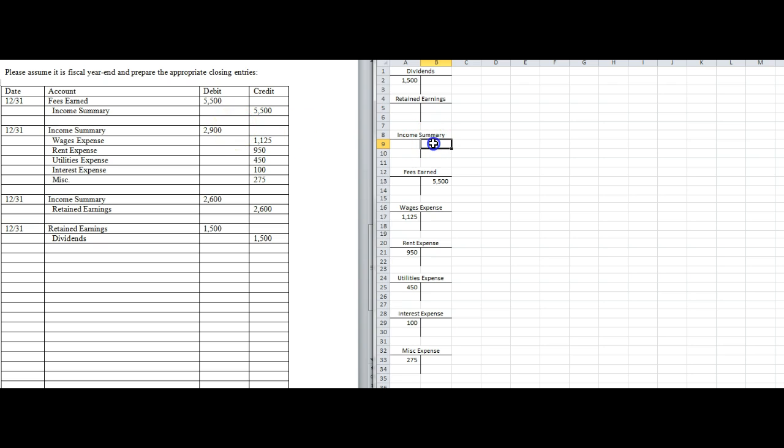And when we do that, if we posted all those, I won't post them all now, but if we had $5,500 of revenue and then we had $2,900 of expenses in our income summary, the balance in this account would be $2,600. And remember, we made $2,600. That's our net income. That's why this account is called income summary.